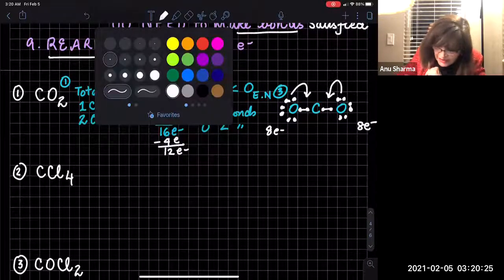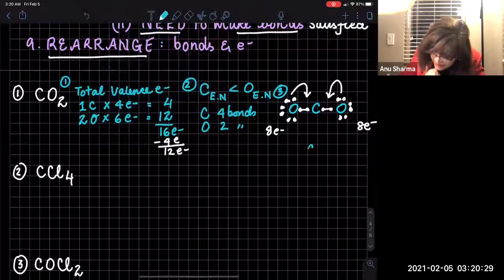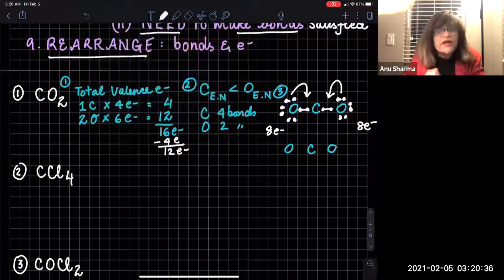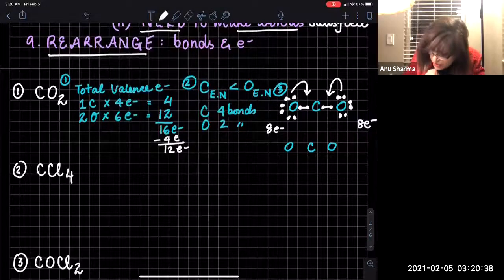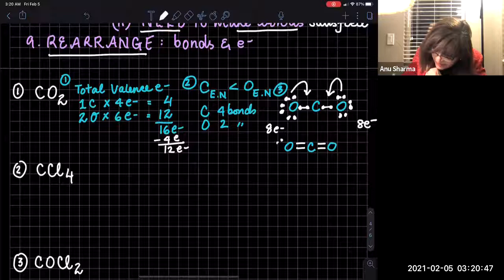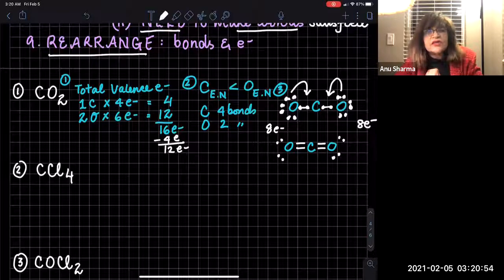So now with that said, we have carbon, oxygen, oxygen, and because those 2 electrons from each oxygen have been used, they come and put themselves here. Remember, 2 electrons means 1 bond. So now we have 2 bonds, and the remaining spread out like this at an angle. So this becomes the Lewis structure of carbon dioxide.